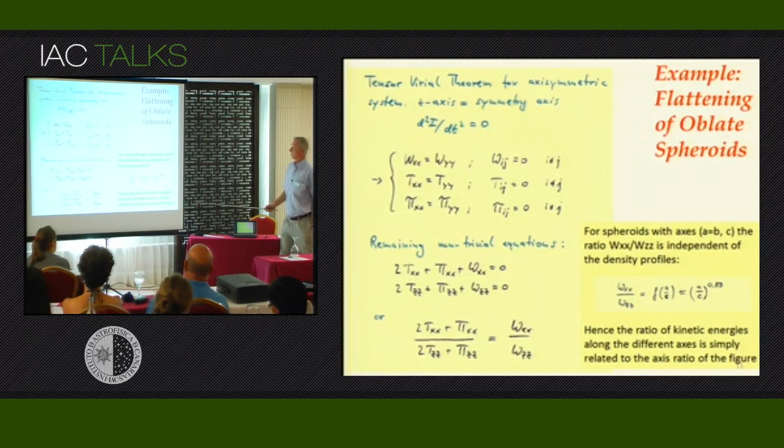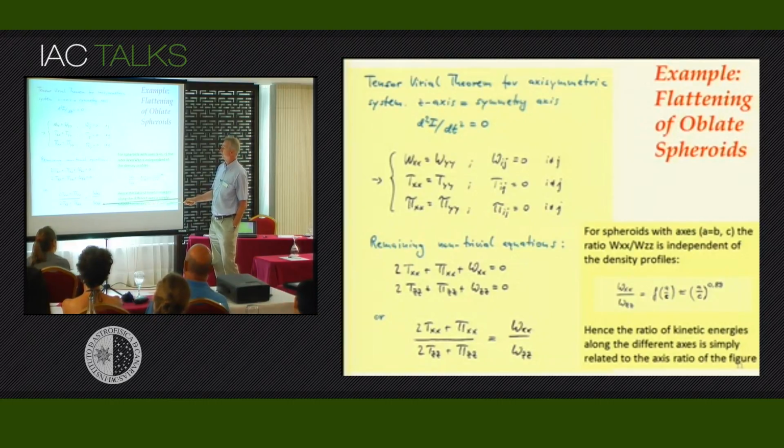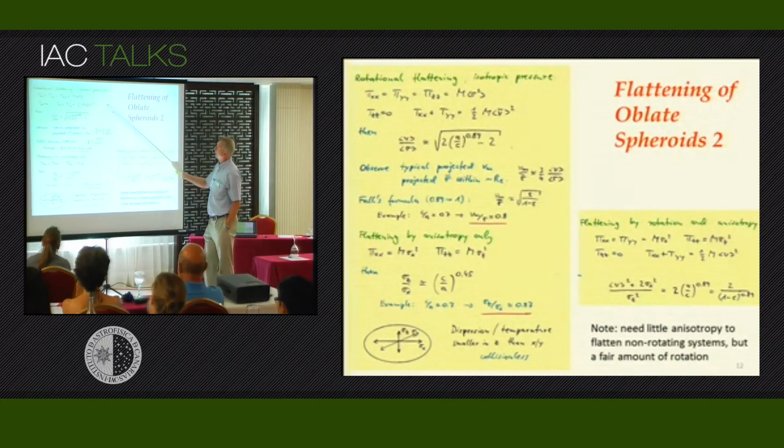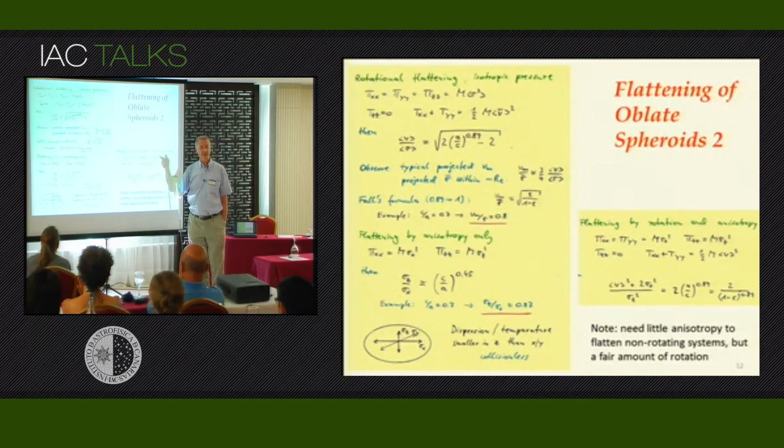Now that function is not a simple function, but you can approximate it by this power law here to some accuracy, about axis ratio to the 0.9 or so. So then you now know this ratio here, and therefore you also know this ratio on the left-hand side. So now we can do this in three separate cases.